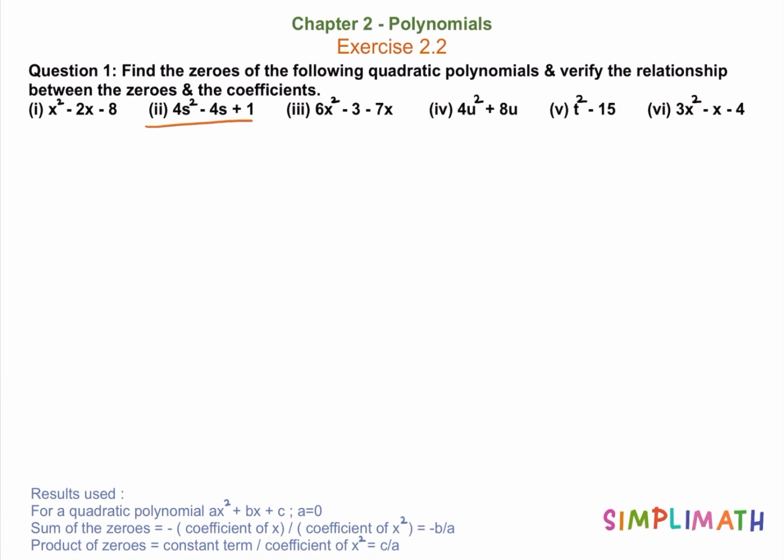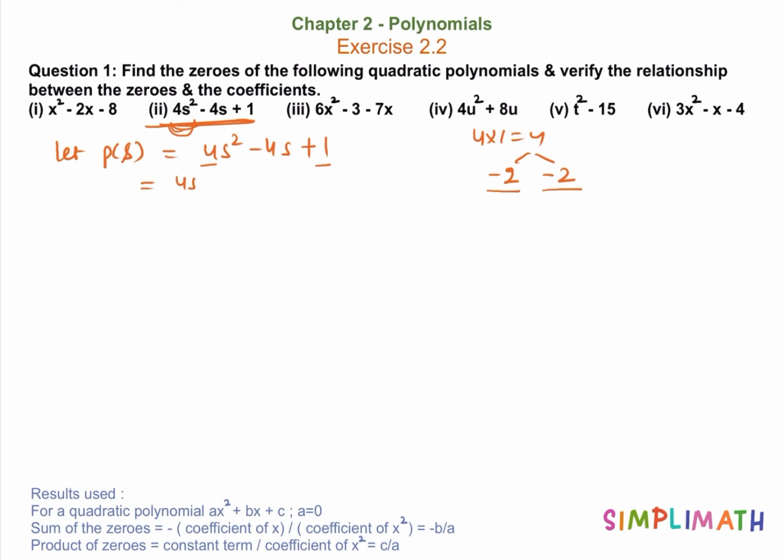Now let's come to the second part. Let p of s. Now this polynomial is in terms of another variable. What is the variable here? S. So p of s equals 4s square minus 4s plus 1. Okay, now again we will split the middle term. What is the multiplication of 4 into 1? We have 4. So how do we split 4 so that we get minus 4 as their addition? We can say minus 2 into minus 2 is 4, and minus 2 plus minus 2 is minus 4.